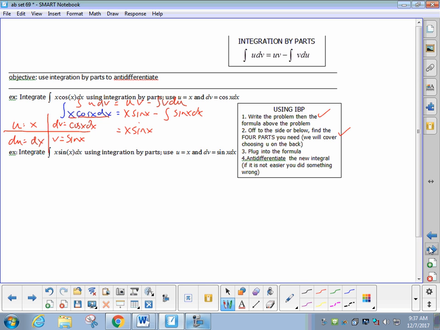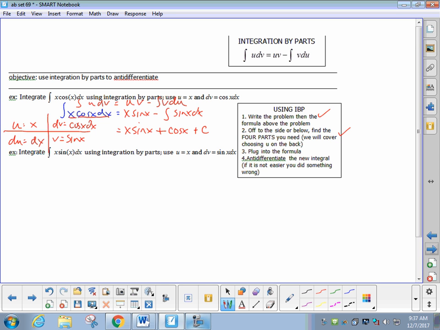What's the antiderivative of sine? Is it cosine or negative cosine? Negative cosine. So that negative combined with the negative that was there is going to turn it to positive cosine of x. And then like all integrals, you have a constant of integration.